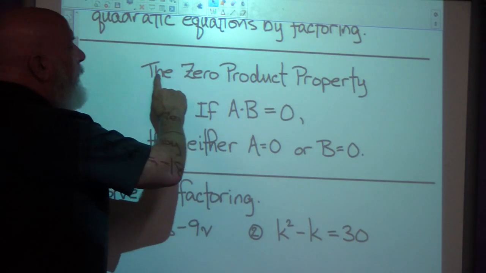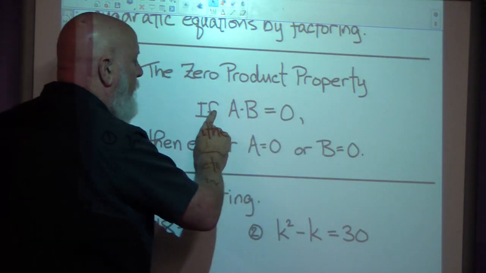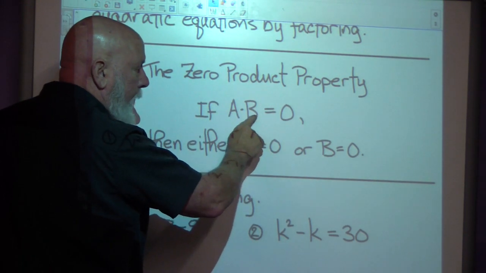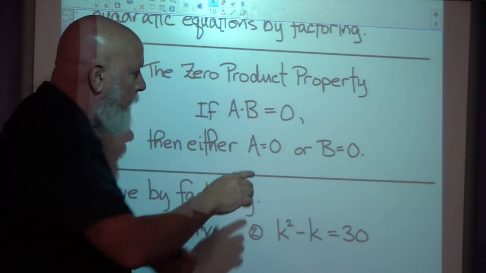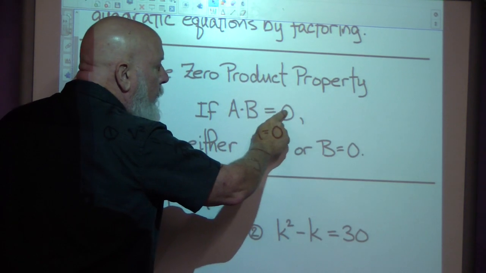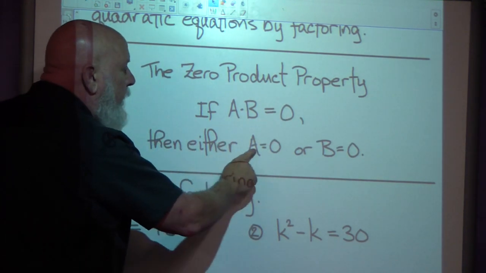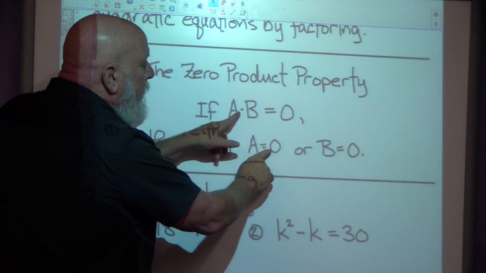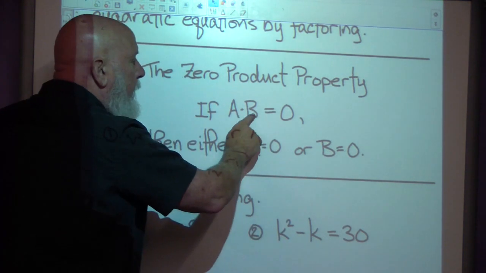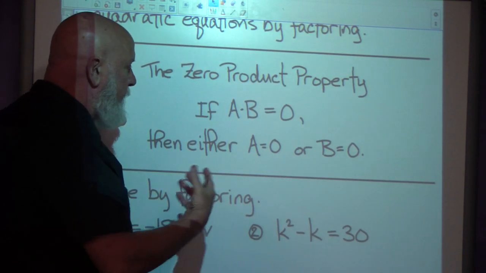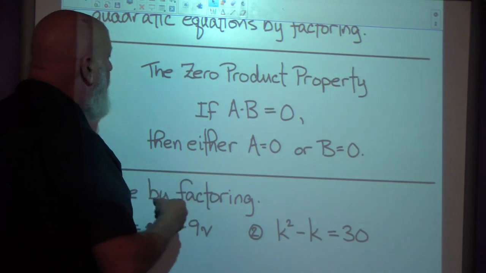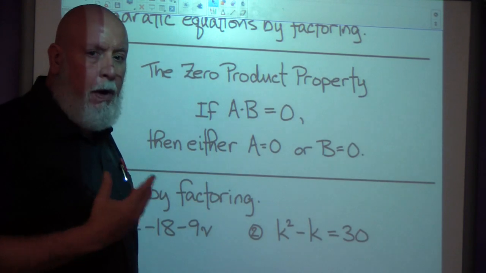And the zero product property says that if you have any two factors, the factors are things that are multiplied together. If we have two things that are multiplied together and we get zero, then either this one is zero or this one is zero. If A times B is zero, one of these has to be zero. That's the zero product property. And that's what we're going to be using to solve quadratic equations.